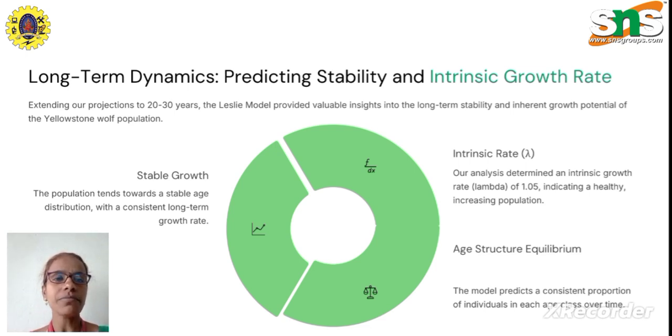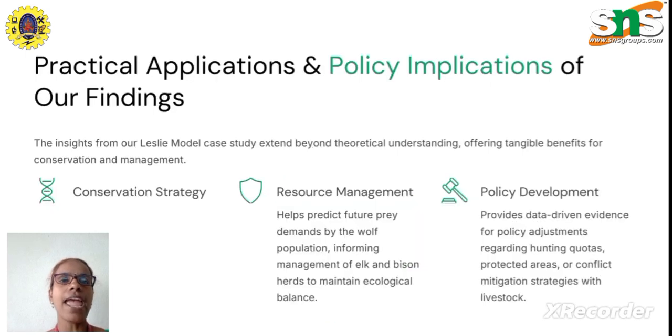Here you can see the diagram, which represents the stable growth, intrinsic rate and age structure equilibrium. These are the three things to remember. We extend the stable age distribution with the consistent long-term growth rate, and age structure equilibrium predicts the consistent proportion of individuals in each age class over time. Now, how is it practically applied, and what are the policy implications of our findings?